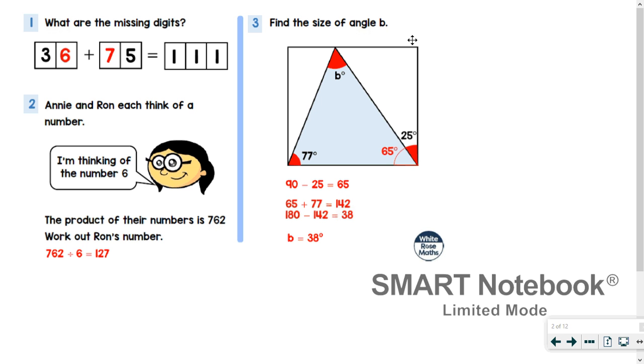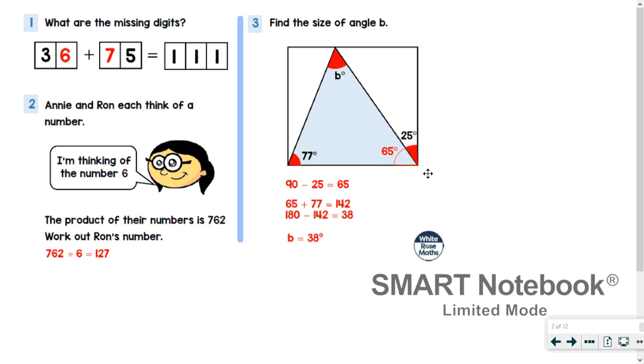Now find the size of angle B. This required a fair bit of shape knowledge. First bit, we had to know that the internal angles of a triangle add to 180. So we've already got one angle, 77. We need B, we didn't have this angle, but we can get this angle because the triangle's in a square.